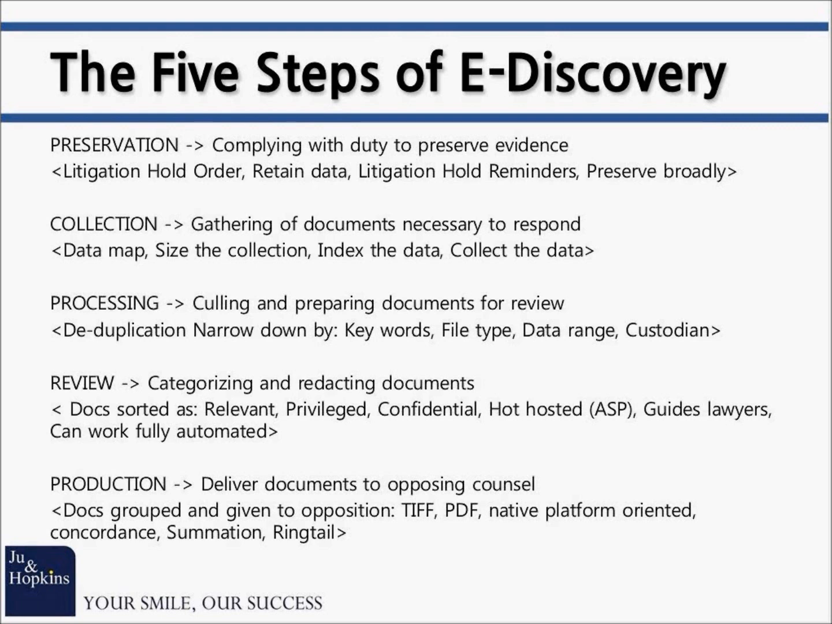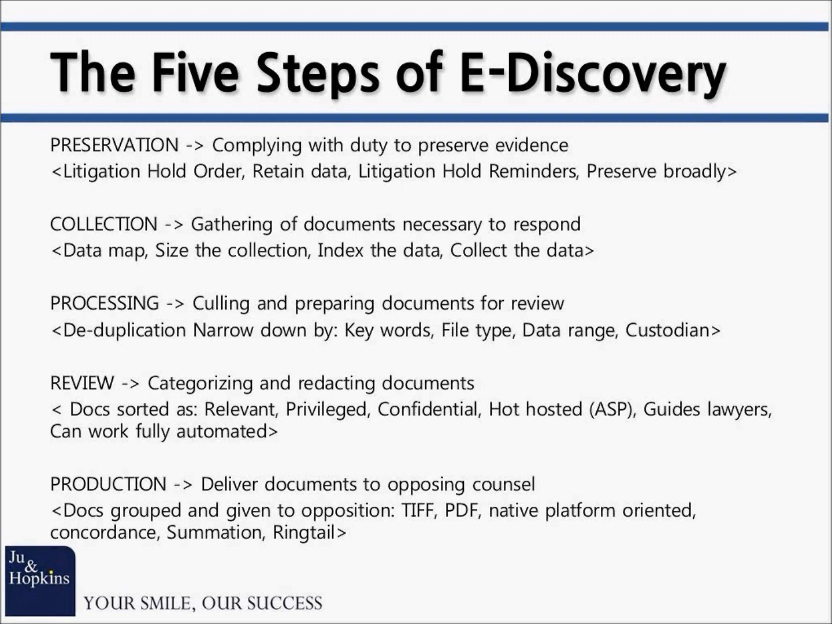When you have an e-discovery plan and you're involved in litigation involving e-discovery, there are really 5 steps in handling it. You have the preservation stage, where you're complying with the duty to preserve evidence. There's a litigation hold order, perhaps, or litigation hold reminders. You have the collection stage, when you're trying to gather all the electronically stored information and documents. That can involve data mapping and whatnot, and we'll discuss this later. There's the processing stage, where you cull data, you prepare documents for review, you narrow down the data that will be reviewed and produced.